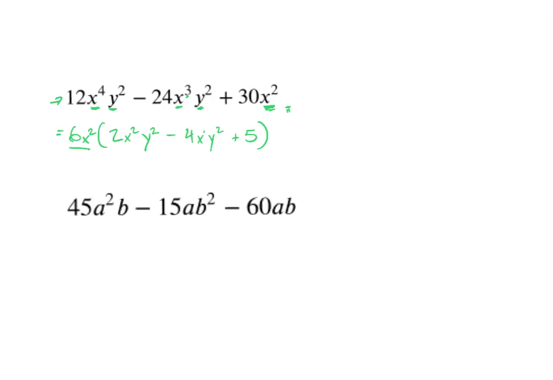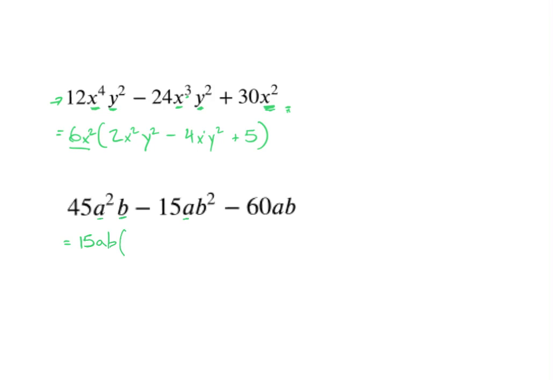I'll take a look at the second one as well. I've got 45, I've got 15, and 60. Those are all multiples of 15, so I'm going to take out 15. I'll look at the a's next. I've got a squared, I've got a, just a to the power of 1, and same over here. So my greatest common factor will have an a. For b, I just have b on its own here, so I'll have a b as my greatest common factor.